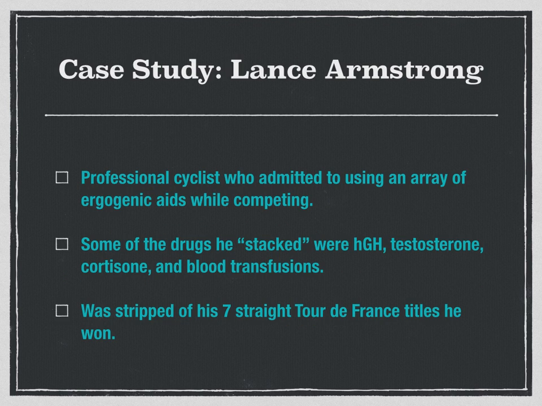So, another case study of Lance Armstrong. He's a professional cyclist who admitted to using an array of ergogenic aids. Some of these were testosterone, corticosteroids, hGH, erythropoietin, blood transfusions.